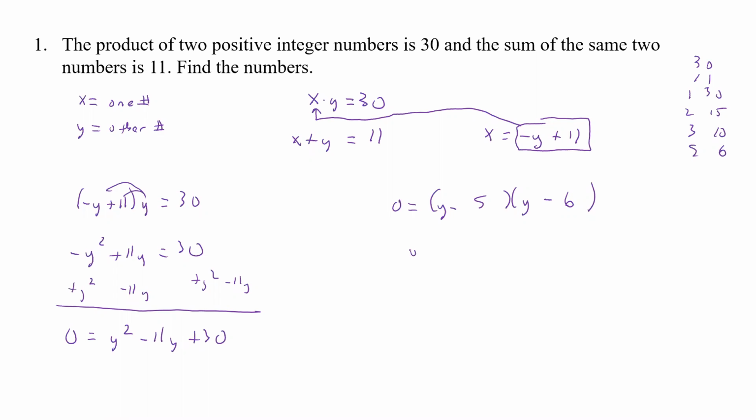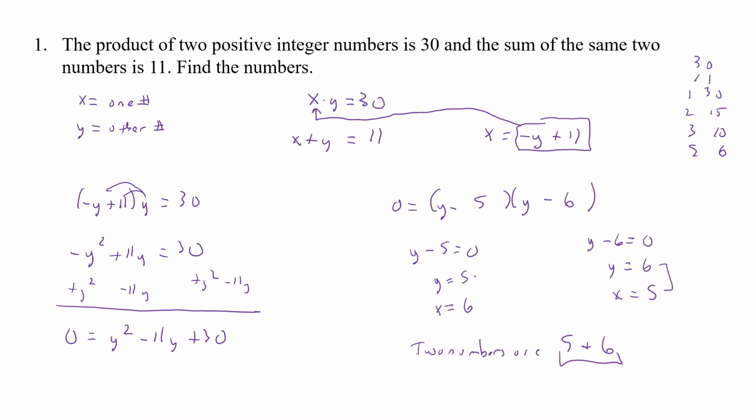So these factors equal to 0. y minus 5 equals 0. y minus 6 equals 0. And so therefore, y is equal to 5 and y is equal to 6. And if we plug that into the original part up here, we can say, okay, well, then x is equal to 6. And here, x is equal to 5. And so our two numbers are 5 and 6. Either way we go, we get the same 5 and 6 as their numbers. And again, it doesn't matter which one's first, which one's second. We have the two numbers, 5 and 6. They multiply to 30 and add together to get 11.